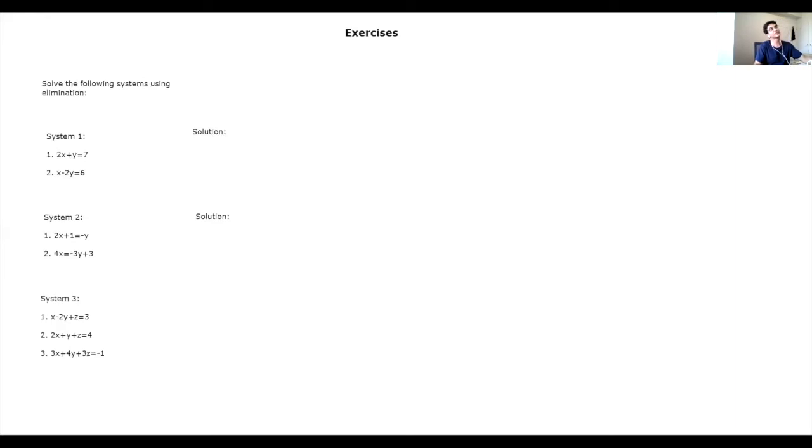So now we have some more exercises for you guys. I'm not going to be going through these on this video at least, but go ahead and solve these. The first system we have is 2x plus y equals 7, and the second equation is x minus 2y is equal to 6. And you want to use elimination for these once again.